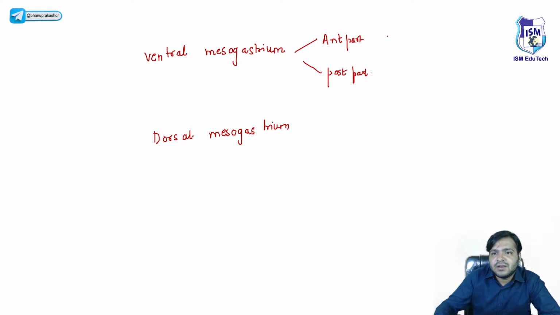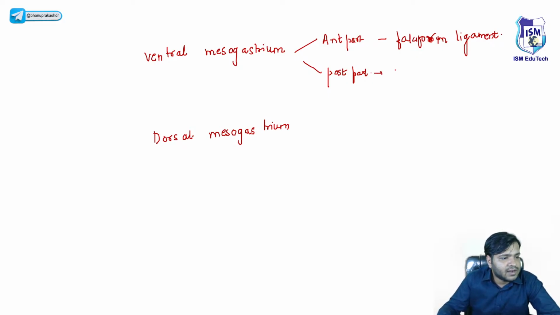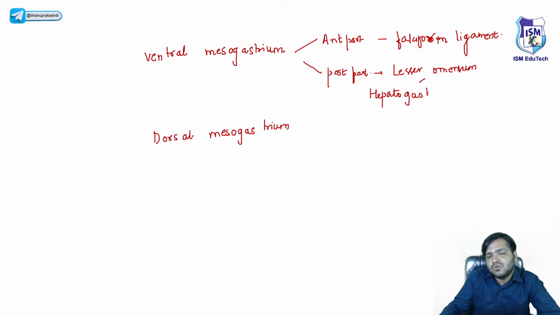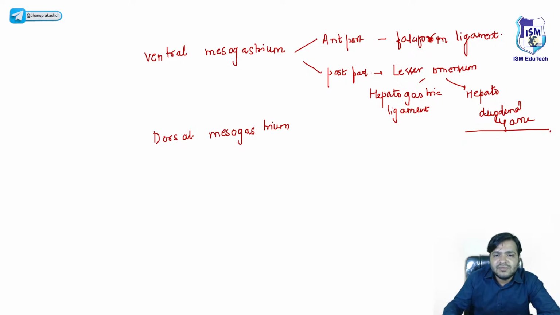So in the anterior part, beta, you already know we have the falciform ligament and the coronal ligaments. And in the posterior part, remember we have the lesser omentum, right? In the lesser omentum, we have the hepatogastric ligament, one connecting the liver to the stomach, and one connecting the liver to the duodenum, that is the hepatoduodenal ligament. It's just a part of the lesser omentum. Majorly it is this. Then dorsal mesogastrium, guys.